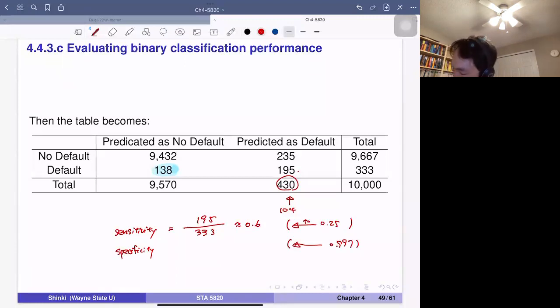And here, what's the specificity? Specificity is for this group, so 235, sorry, the other way around. So 9,432 over 9,667. So we miss 230, so it's about maybe 0.975. So actually it gets worse. 99.7 becomes 0.975 and 0.25 becomes 0.6. So if sensitivity is important, then this makes much more sense. But if specificity is really important, then actually this may be worse.